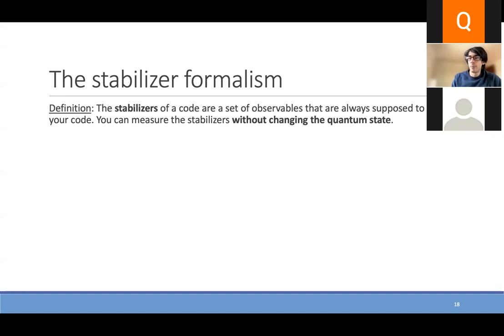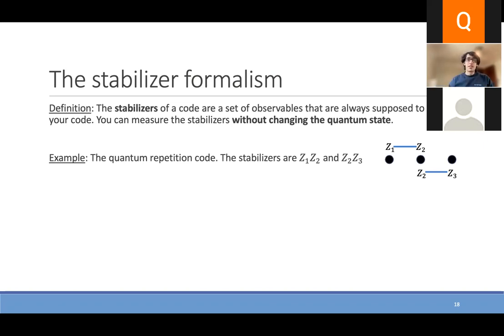So one approach to writing down an error correcting code is to just write down a small list of observables that we're going to be allowed to measure. And those observables are called the stabilizers. And there's some small list of observables that if we don't have an error, they're supposed to be equal to 1. And because they're always supposed to be equal to 1, you can measure them without changing the state. And we'll see an example of this in a second.